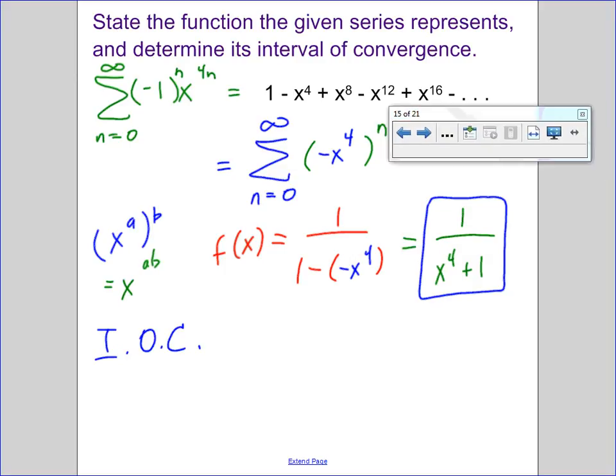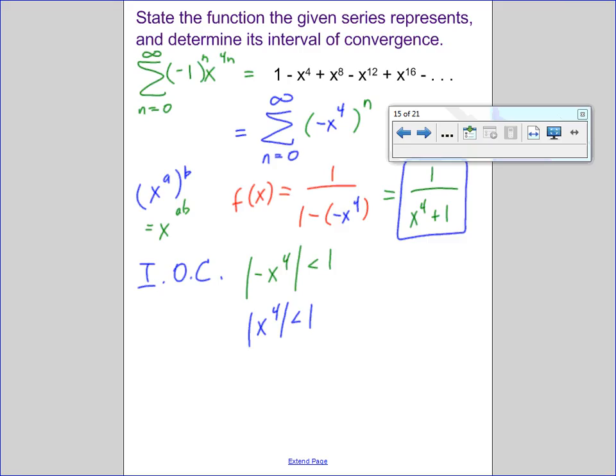So here we go. We're going to set my substitution, -x to the fourth, magnitude has to be less than 1 for this to converge. And I know that this is just -1 times x to the fourth. So the absolute value of -1 is just a 1 out front, which means that I just need x to the fourth to be less than 1. And the fourth root of 1 is still 1, so it looks like it preserves the same interval of convergence, -1 to 1. So it's the same as my parent power series.